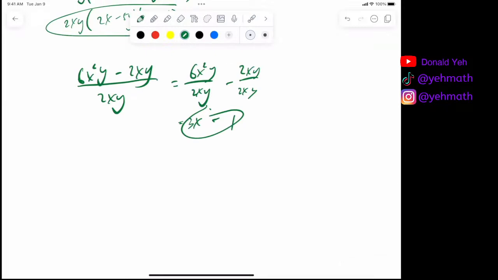Now, what if I have something that says, I don't know, 18x minus 2x cubed over x minus 3, something like this. How do I simplify this? Is the bottom a monomial? No, it's a binomial. It's x and 3.